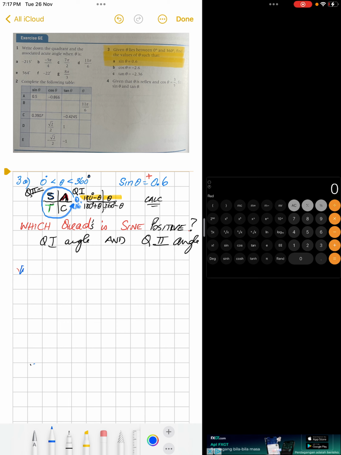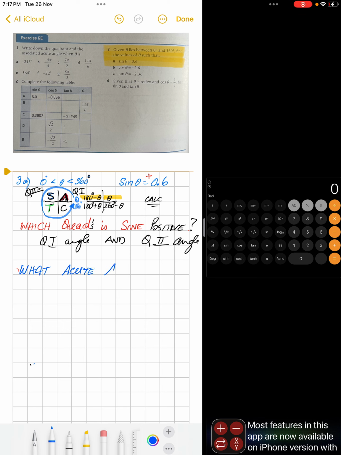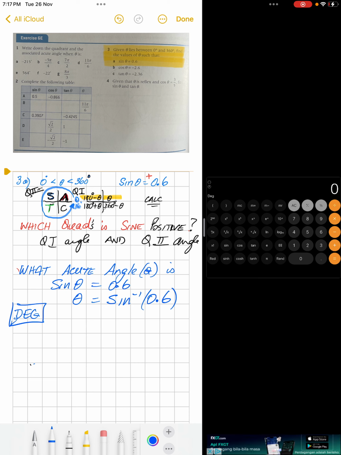Then I like to say, well, what acute angle, that'll take me to find theta, which is a quadrant 1 angle, is sine of theta equal 0.6. So I get my calculator and I say, right, theta is the inverse sine of 0.6 to find out what that acute angle is. We're dealing with degrees, so make sure our calculator is set to degrees. That's very important. I've got RAD up here, so I've got to press DEG. Good, check.